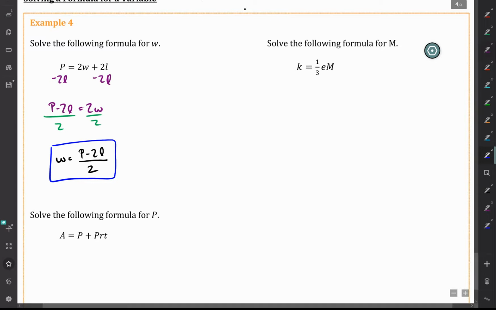You could write that as p over 2, minus l. So I guess you could say w is p over 2 minus l. But either one of those answers would be just fine.